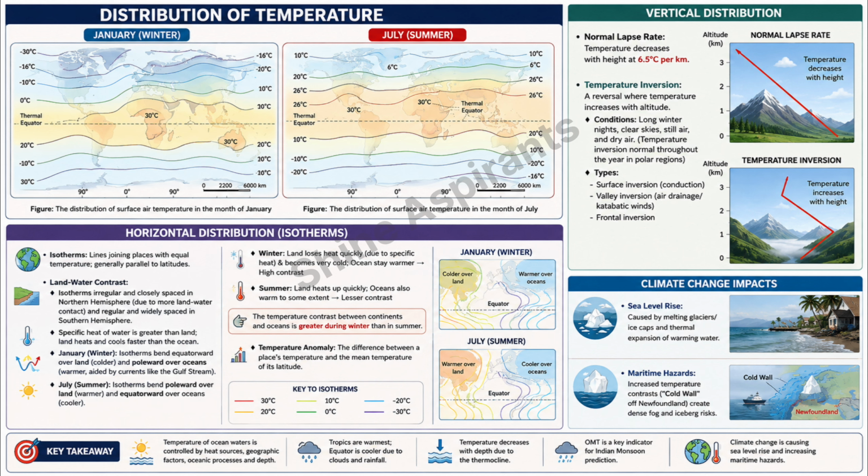Key contrast. In winter, land loses heat quickly and is very cold while the ocean stays warmer, giving high contrast. In summer, land heats up quickly and oceans also warm, giving somewhat lesser contrast. Therefore, the temperature contrast between continents and oceans is greater during winter than in summer. Temperature anomaly is the difference between a place's temperature and the mean temperature of its latitude.